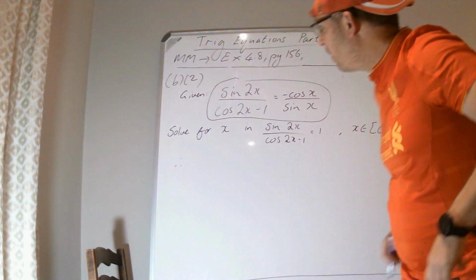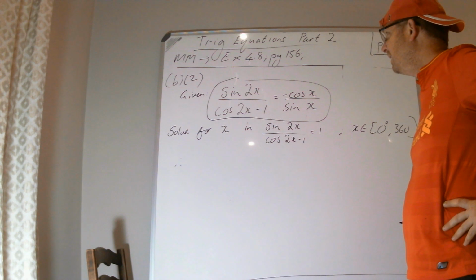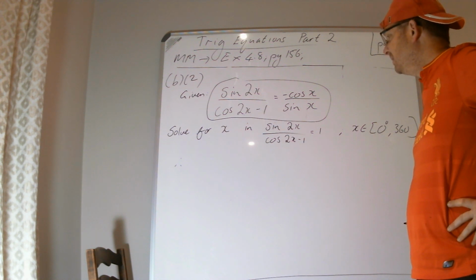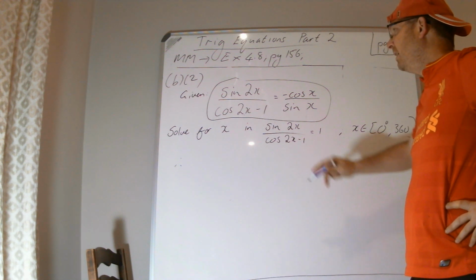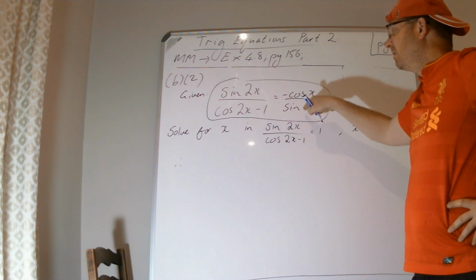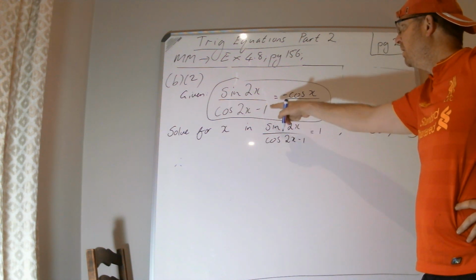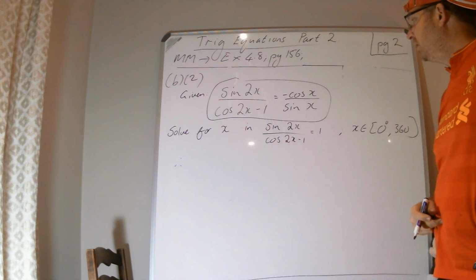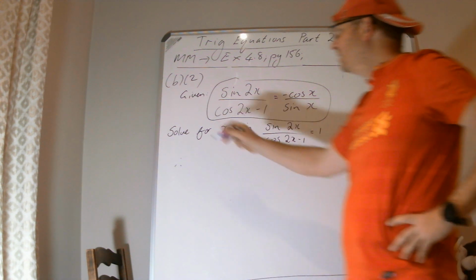Okay, let's have some hockey girls doing this, Hannah and Boati, if you'd be so kind. Right, so B2 says hence, so it's using your answer from B1, and in B1 we proved this. And remember, even if you couldn't do that in B1, use it to do B2. So we know that sine 2x over cos 2x minus 1 is negative cos x over sine x. Then it says, hence, solve for x.